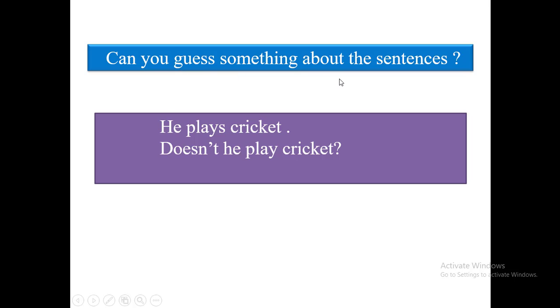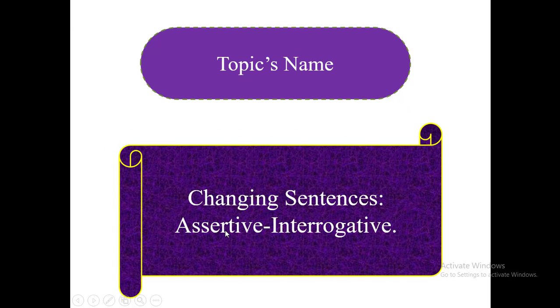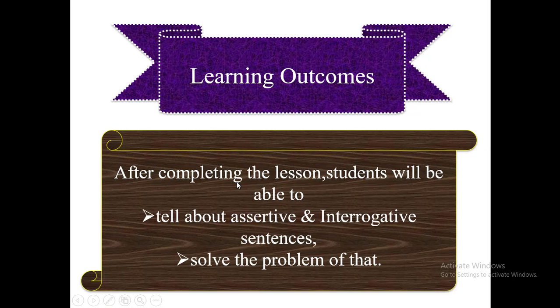Can you guess something about the sentences? He plays cricket. Doesn't he play cricket? Yes, you have rightly guessed. Our today's topic's name is changing sentences, assertive to interrogative. Learning outcomes. After completing the lesson, you will be able to tell about assertive and interrogative sentences and solve the problems of that.